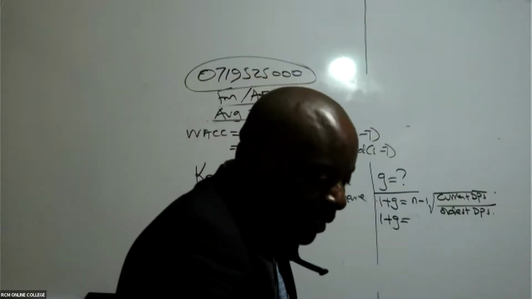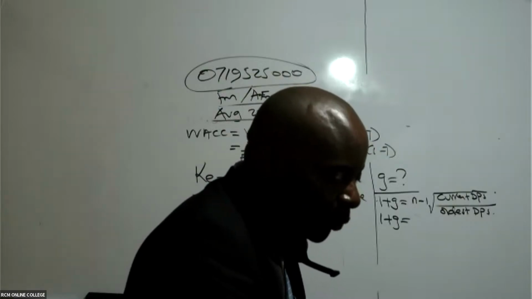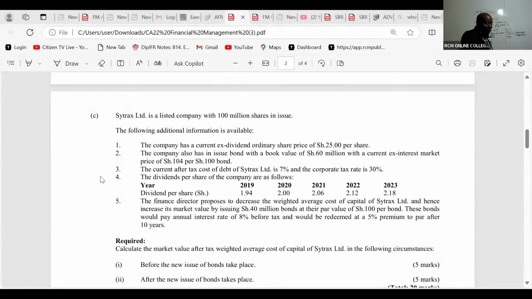The question provided, they have given the dividend amounts. You can see in note number 4, the dividends per share of the company are as follows. From 2019, they have given us these dividend amounts. So now how many years do we have here? We have 1, 2, 3, 4, 5. These are 5 years.